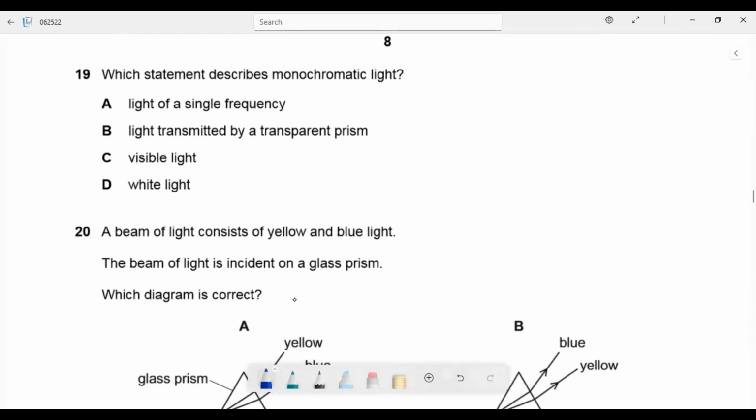Which statement describes monochromatic light? Monochromatic light consists of just a single color or single wavelength, or we can say a single frequency. So light of single frequency is a monochromatic light. The remaining choices are wrong. White light means it is a mixture of various colors.